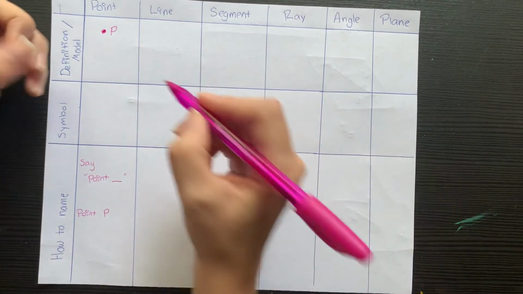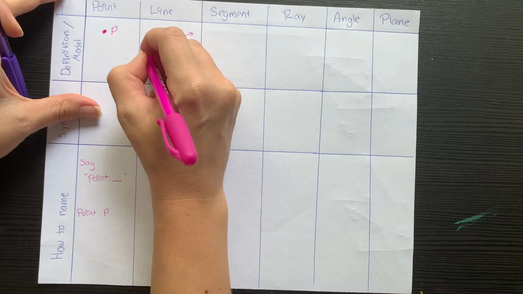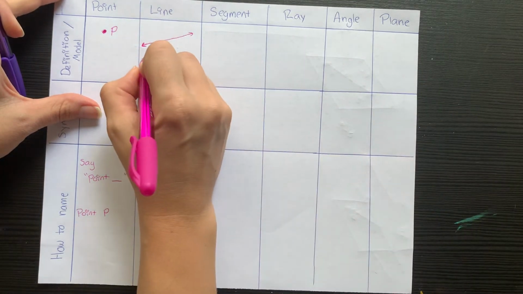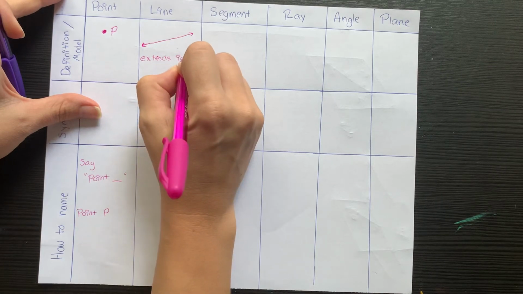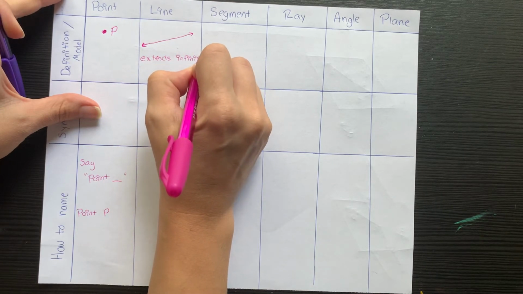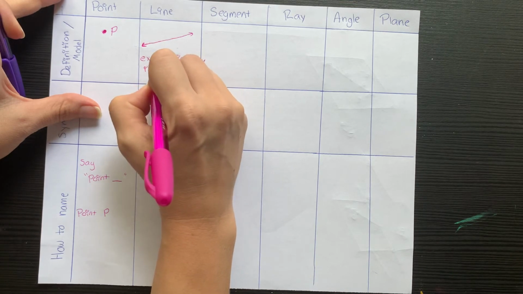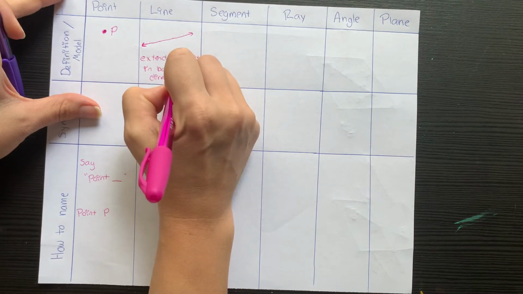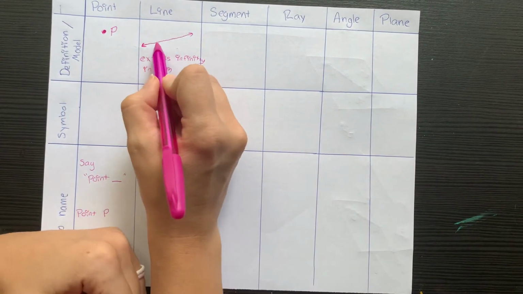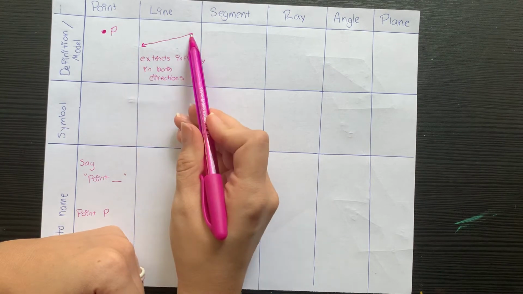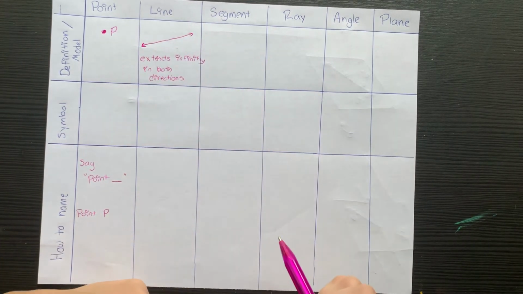And then for lines, a line looks like this. And then we say that it extends infinitely in both directions. All right, it's going to extend in both directions. You can put points along your line, but the biggest thing is it's a line if it has arrows on both sides of it. Right, so that's what it looks like.